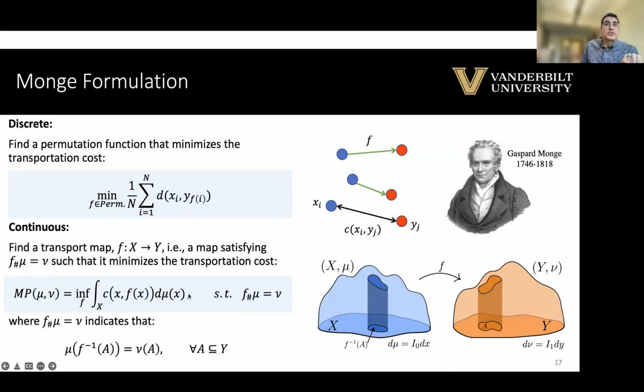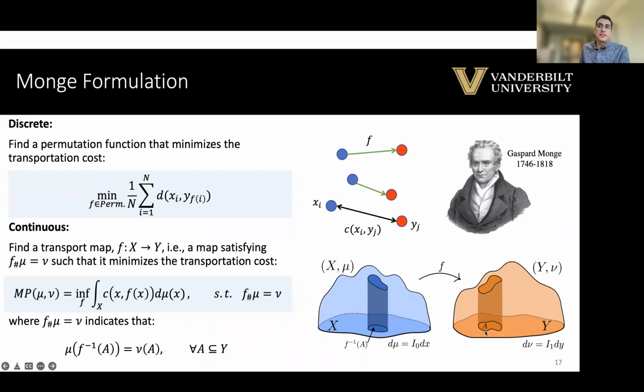And its expectation is done on our source distribution, measure mu. And then the constraint is F push forward of mu is nu. And what does this F push forward of mu equal to nu mean? This is essentially telling us that mu of F inverse of A is equal to nu of A, where A is any Borel subset of Y. Okay, and here we are depicting this with the graphics, right?